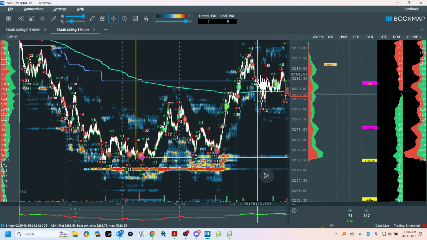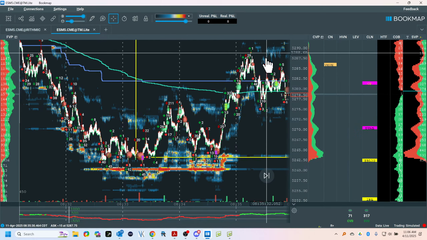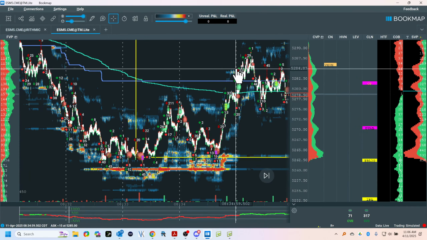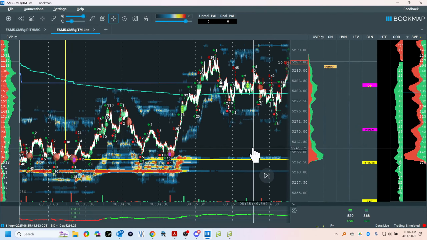Your entry is there, right there. And your stop has to be up here. And if it's outside your risk parameter, then not so much. You don't trade it. And you're trying to come back here.